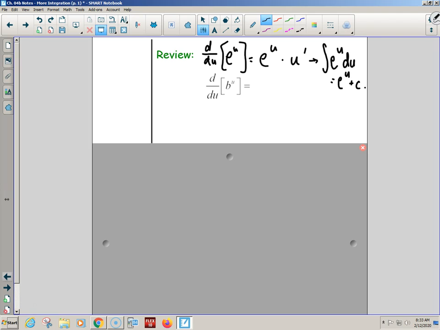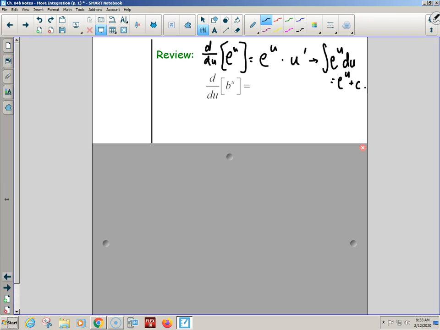Now, do we already have an integration formula that has an e to the u in it? No, but we do have one that has an e to the x in it. And what's the integral of e to the x dx? e to the x plus c. But where are some of you going to get confused as soon as you have u's? You're going to be like, oh, e to the u times u prime. No, that was the derivative. You're going backwards. Right? Backwards.